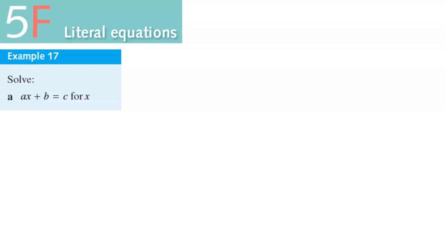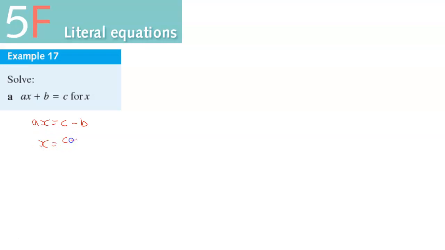So I'm solving ax plus b equals c for x. That means I want to end up with x equals something at the end. Now I do exactly the same thing as I would do if these were numbers. I start by subtracting b from both sides. So I get ax equals c subtract b. Then I want x to be by itself. At the moment it's being multiplied by a, so I'm going to divide both sides by a.